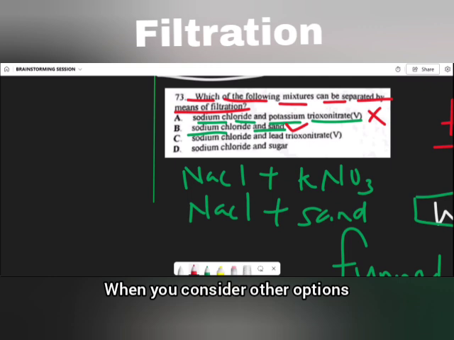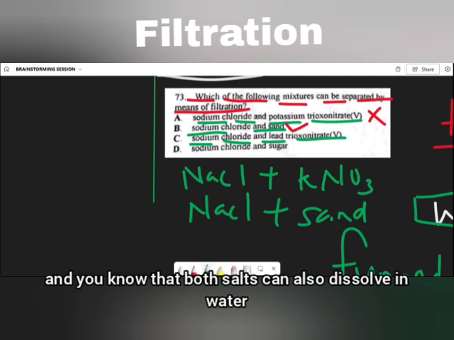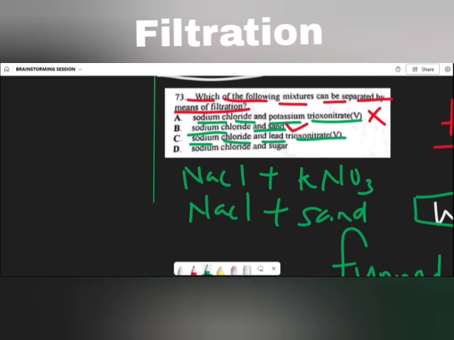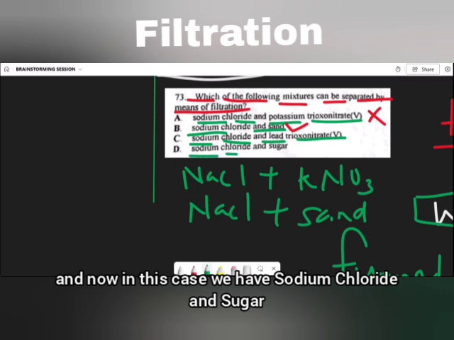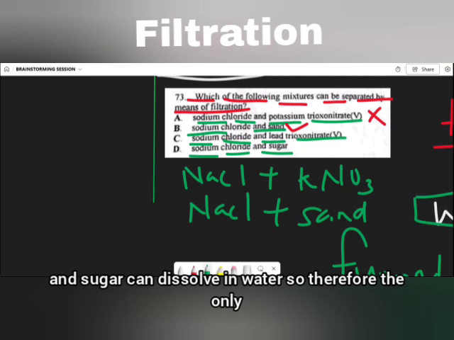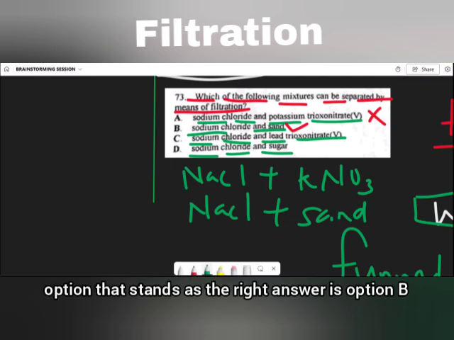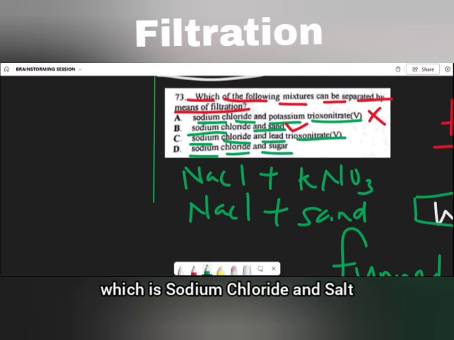When you consider the other options, sodium chloride and lead nitrate is also a salt, and you know that both salts can dissolve in water. And in the case of sodium chloride and sugar, your normal salt and sugar can dissolve in water. Therefore, the only option that stands as the right answer is option B, which is sodium chloride and sand.